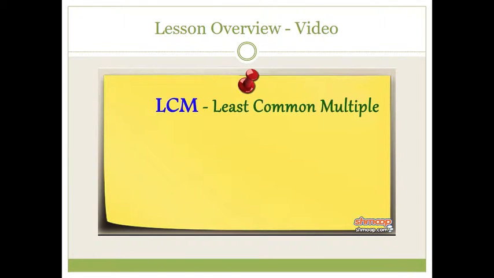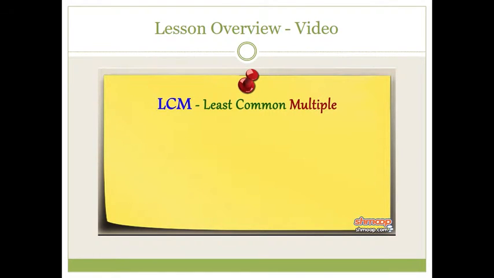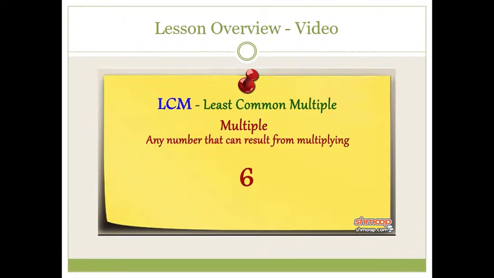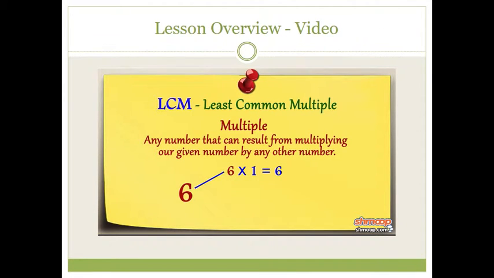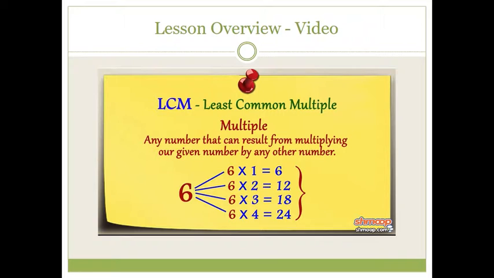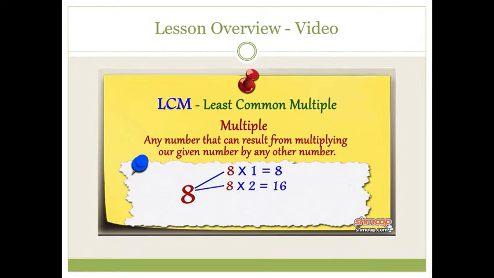First, we need to talk about what a multiple is. Say you've got the number 6. A multiple is any number that can result from multiplying our given number by any other number. For example, you can multiply 6 by 1 to get 6, by 2 to get 12, by 3 to get 18, by 4 to get 24, and so on. 6, 12, 18, and 24 are all multiples of 6. If you want to find the multiples of 8, you can multiply 8 by 1 to get 8, by 2 to get 16, and by 3 to get 24. We could keep going, but we can see you're in a hurry.